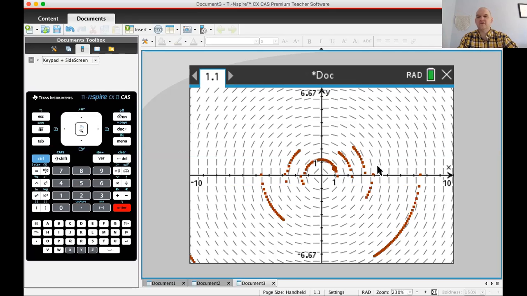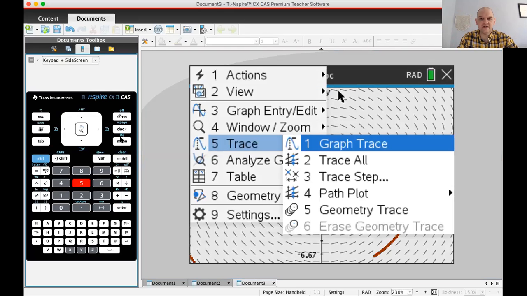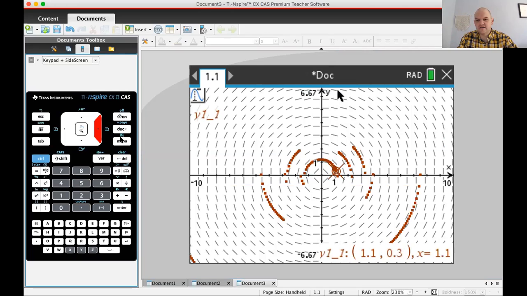There you go. Okay, so what is happening here? Well, what's happening is the calculator is starting at 1, 0.5. And then it's kind of just moving along a tangent line a little bit. So you can actually trace these. I'm going to do menu 5, press enter. So you can see it's like here, then here.